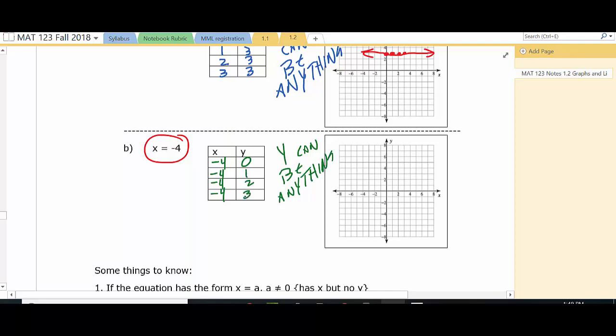Now, if you plot your points, let's see what kind of line we have. So if you go left 4, that would be negative 4, 0, negative 4, 1, and so forth like that. What does it look like to you? Okay, it's a vertical line.